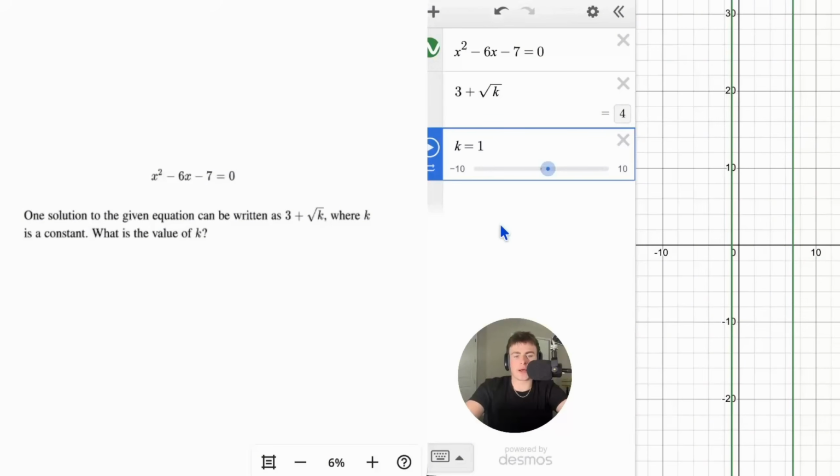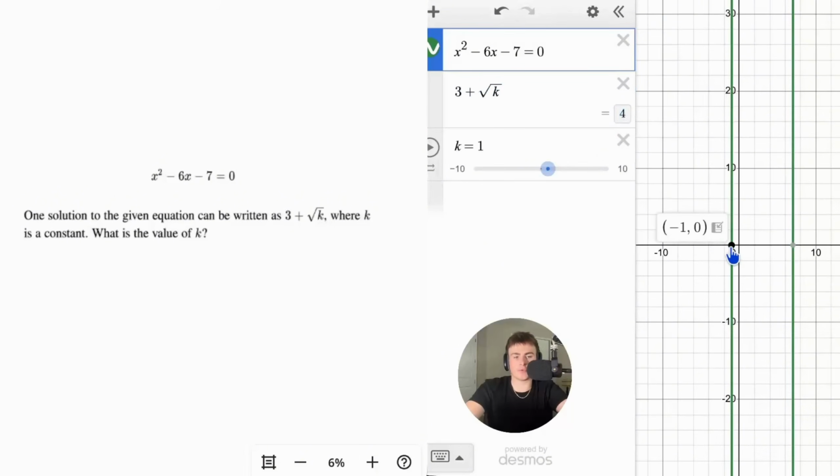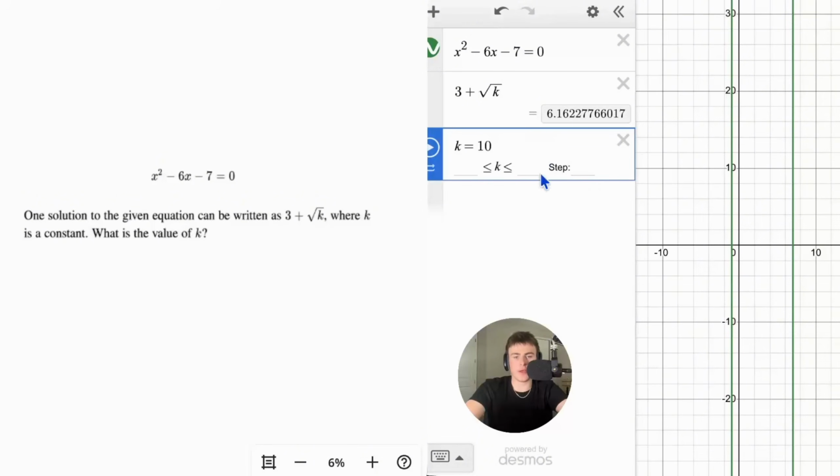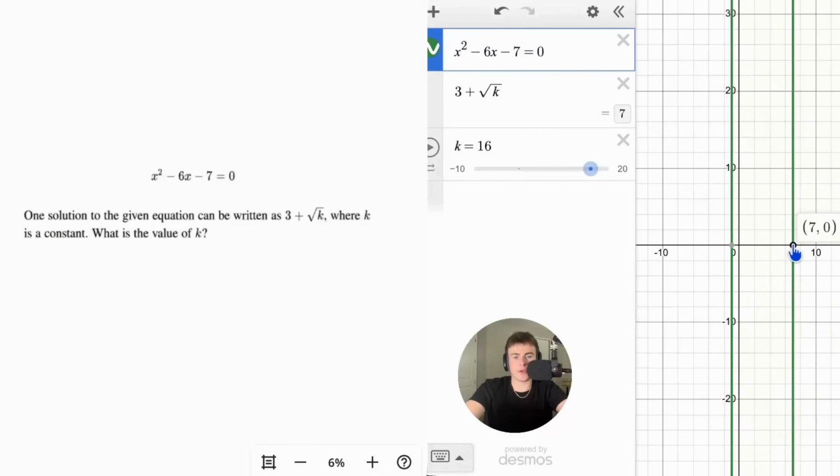Anyway, we have this slider now, and we want this number, 3 plus root k, so 4 in this case, to be equal to one of our solutions. So we want it to be equal to 7 or -1. So let me just drag it until that happens. Okay, 6, too small. Let me increase the bound to like 20. Drag it up here. Once again, I want it to be 7. Oh, there we go. So when k is 16, this solution is equal to 7, so therefore your answer is 16.